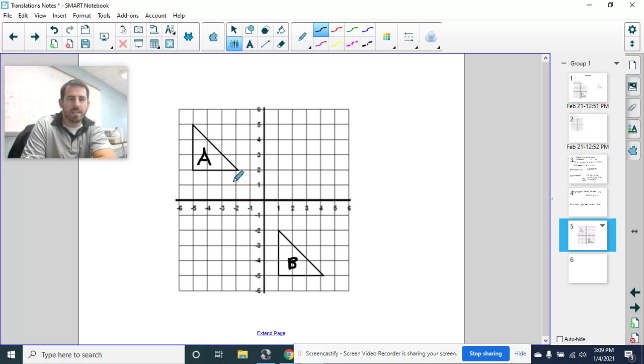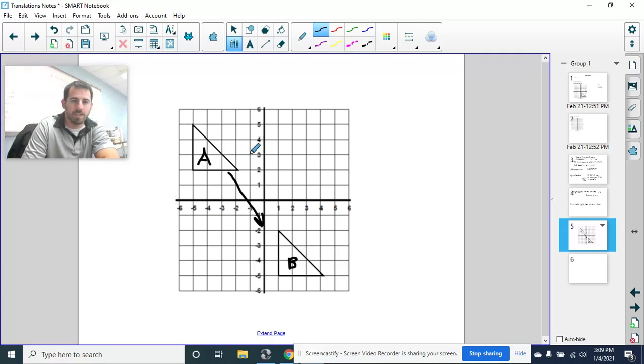This is a translation. What that means is it's sliding on the graph. So if you ever see an arrow on the graph like this, that means you just slid down there. If it was a rotation, you would see a loopy, curly arrow. But this is a translation. It is going from triangle A to triangle B. That is where the translation is.